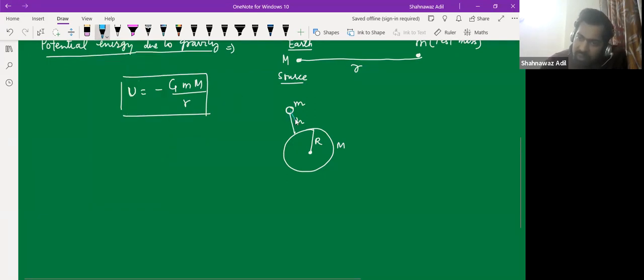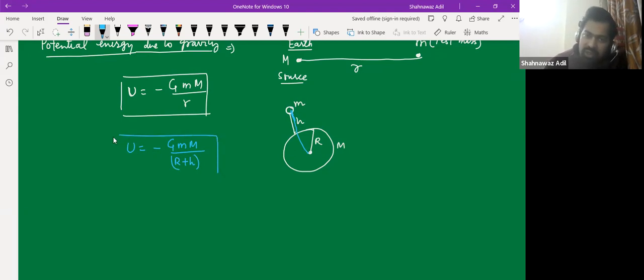That would be simply minus G M m divided by R plus H, because that is the distance between the center of the Earth and this mass. So this is the gravitational potential energy, and this is very useful.